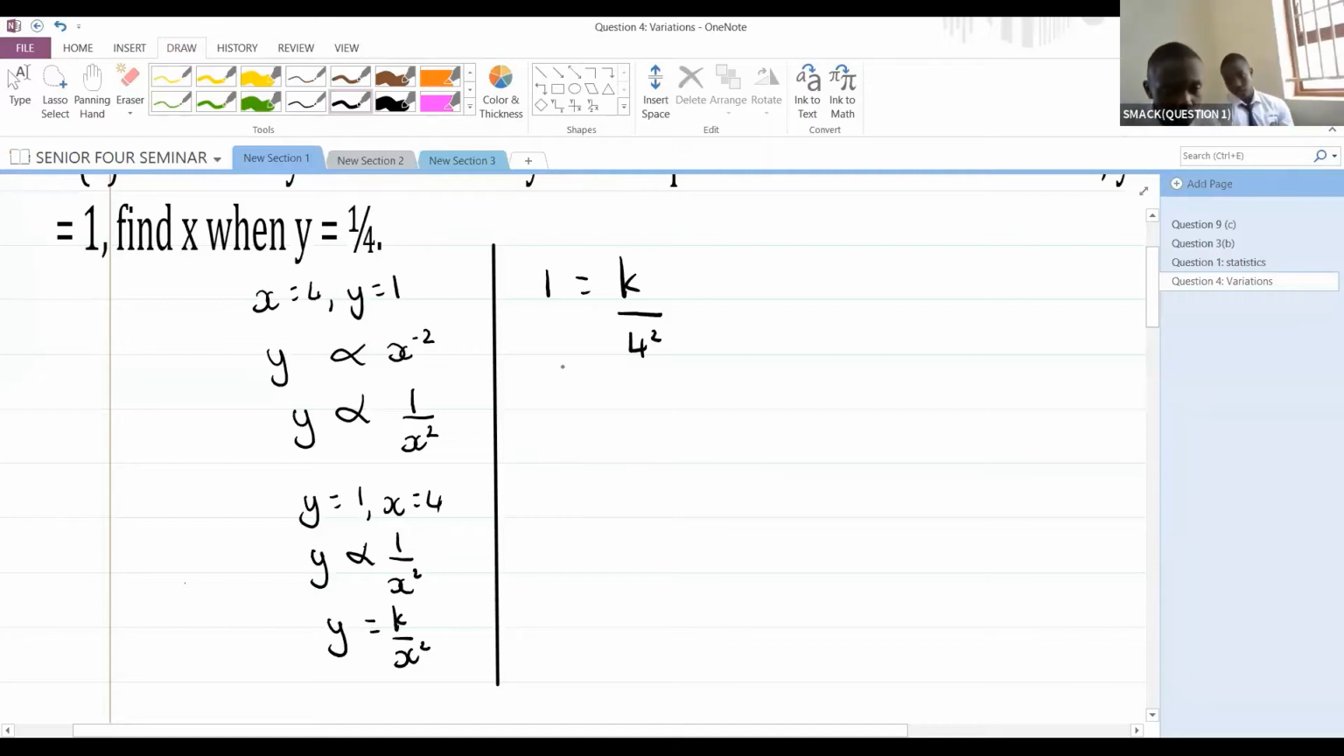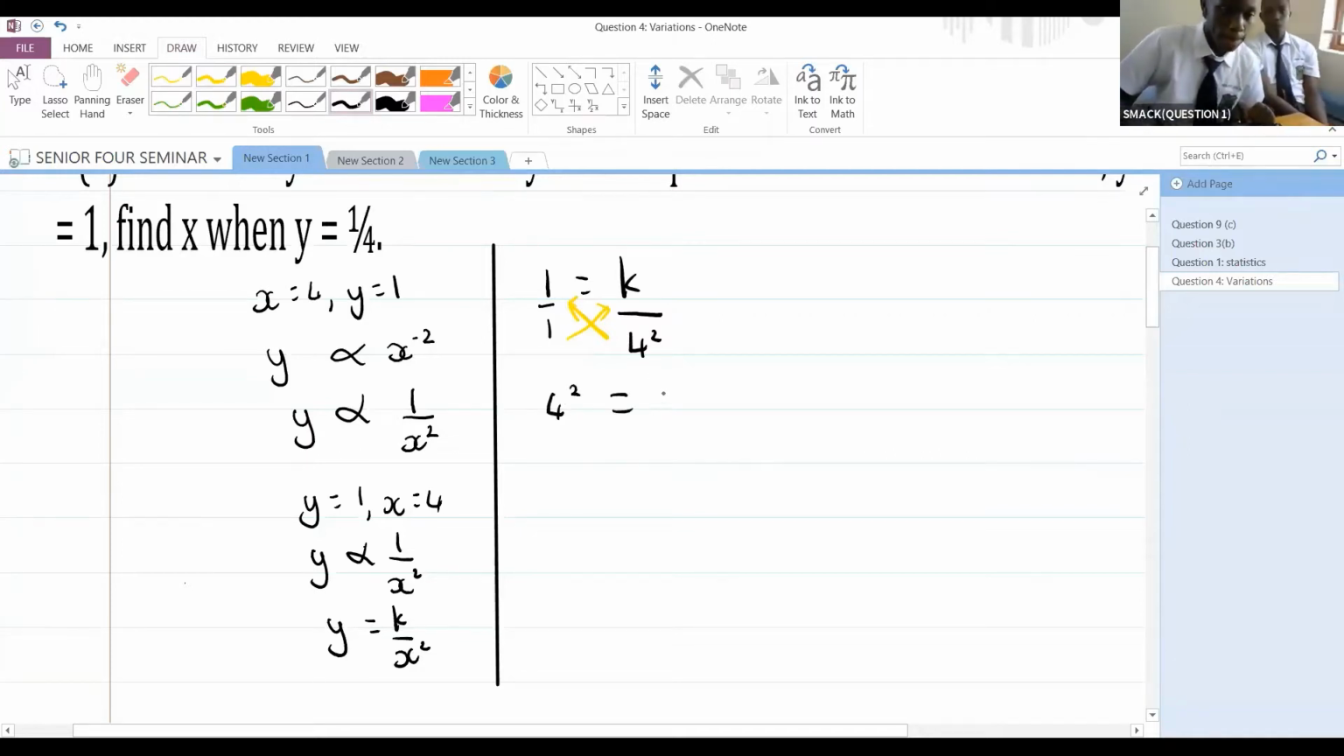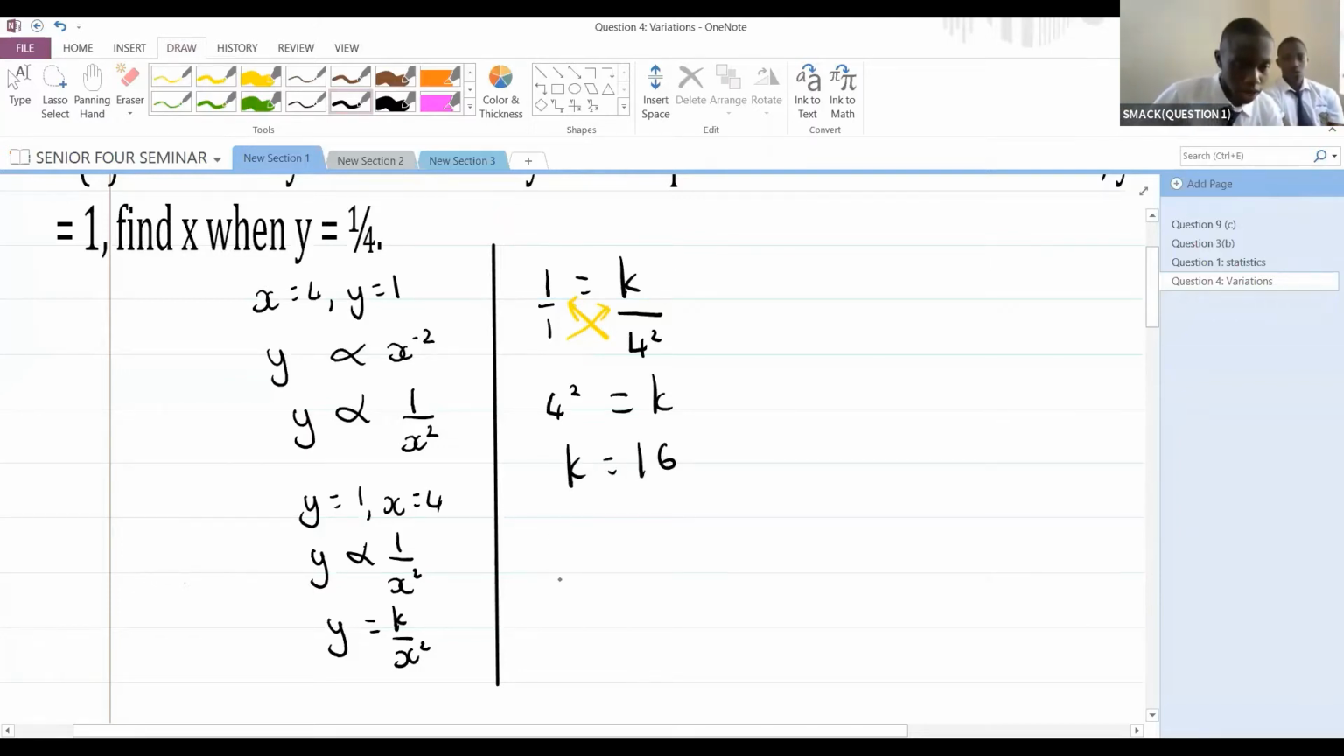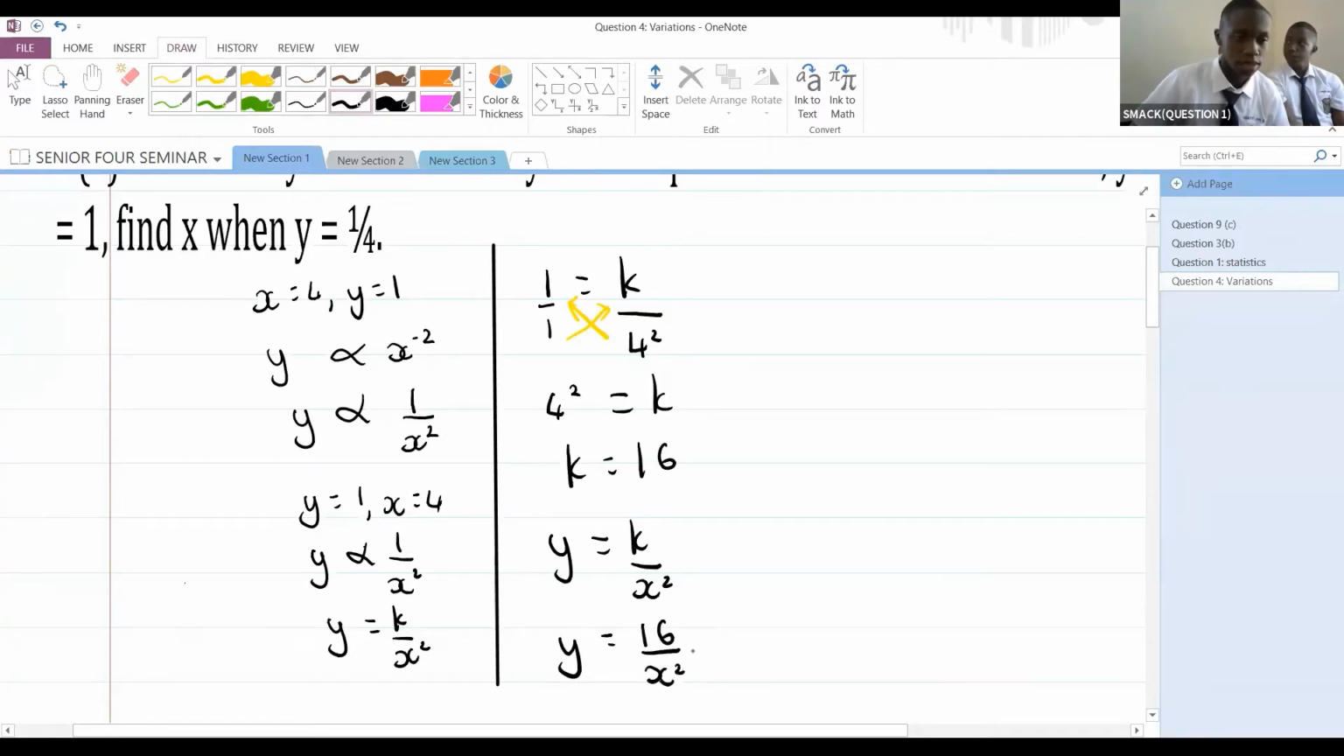So you will cross multiply here, because this can be written as 1 out of 1. So this will give you 4 squared equals k. K will therefore be equal to 16. You can use this to replace in the equation y equals k out of x squared. Where there's k, you put 16. So y will be equal to 16 out of x squared.